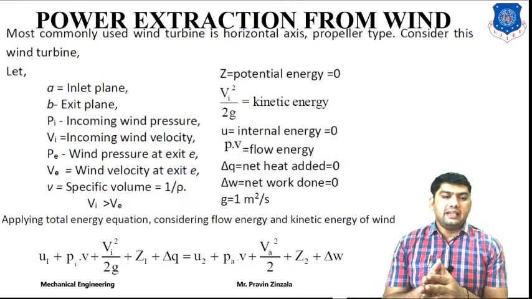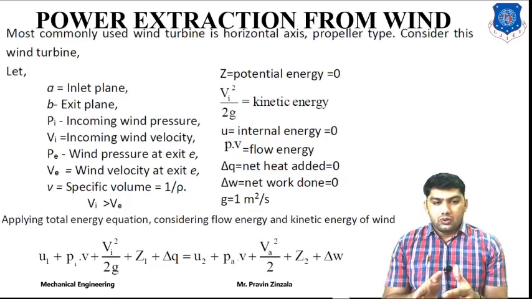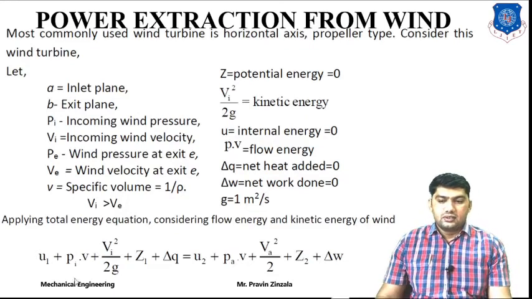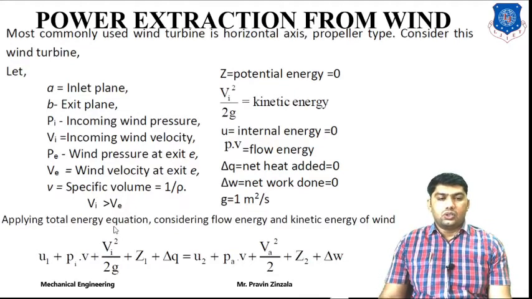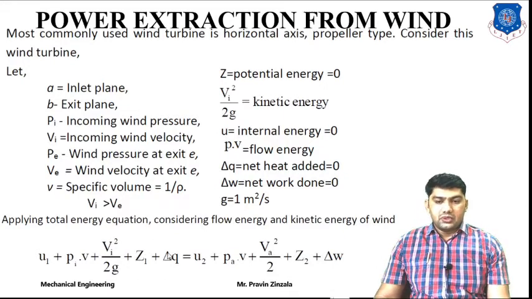So first of all we will derive the equation of energy at the incoming side and energy at the inlet plane. The same equation we can also replace by the energy at the outlet plane side and energy at the exit plane side. So here we are applying the total energy. Total energy means U1 is equal to internal energy at the incoming side, PV is equal to flow work at the incoming side, V square by 2G means kinetic energy at the incoming side, Z1 is equal to potential energy and delta Q is equal to net heat added.